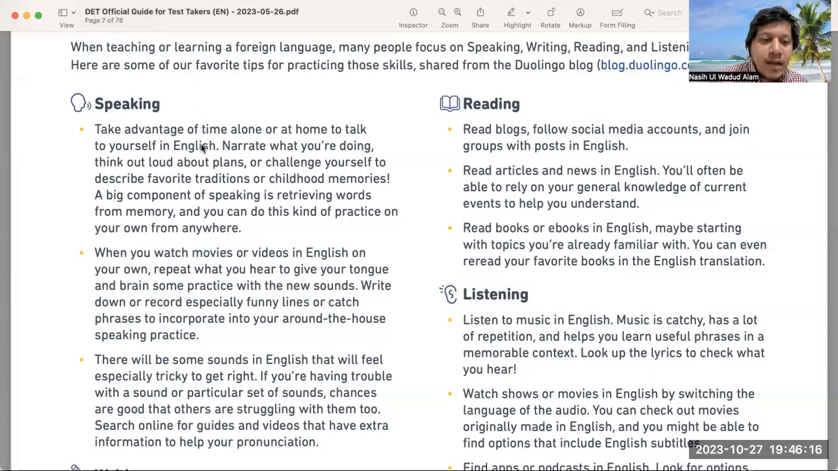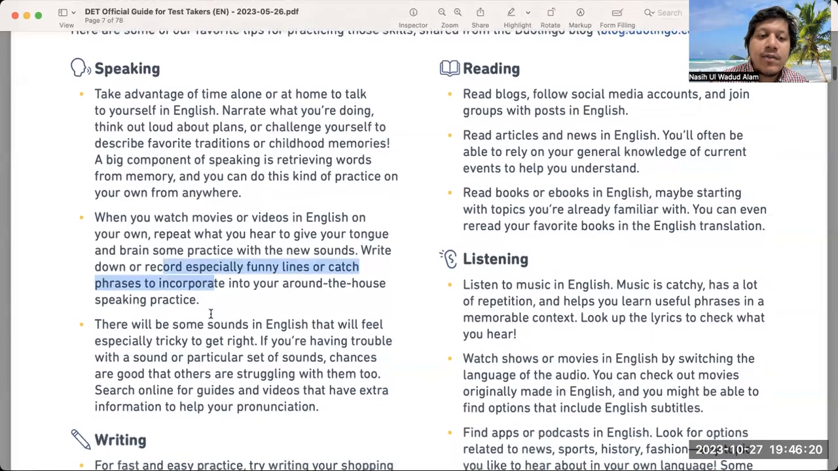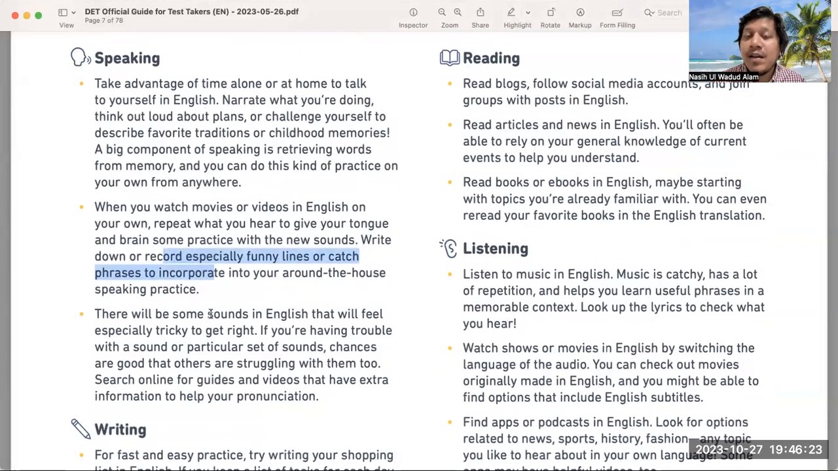Then write down, I said, write down, record some funny lines or catchphrases. Some phrases are funny, like killing two birds with one stone. That is a phrase that could be funny. Or there are some other funny phrases. So record them, write them down. I have a very funny phrase. My students used to love it. That is, no money, no honey. Or in other words, you can say, without money, there is no honey. So I used to express that, and my students used to love that.